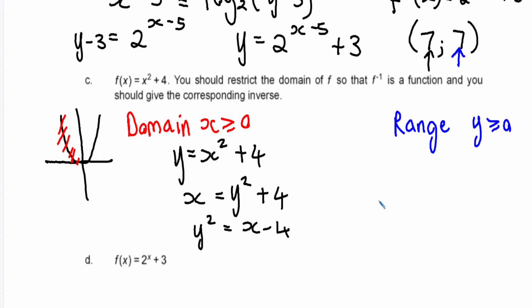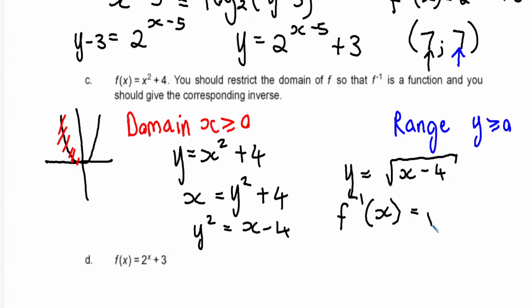And I'm going to square root both sides. Now, when you square root both sides, you can normally have plus or minus. But I'm not going to have the plus or minus because my range is y bigger than or equal to 0. So y equals the square root of x minus 4, and there's my answer. The last thing I must make sure is that I write it in the form that they asked for: f inverse of x equals the positive root of x minus 4.